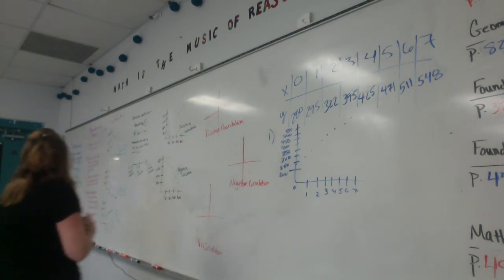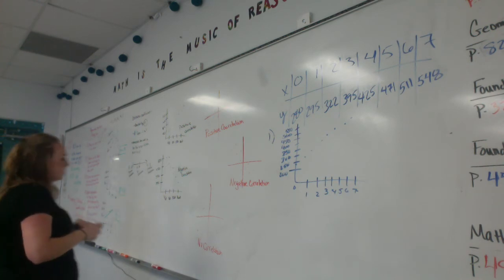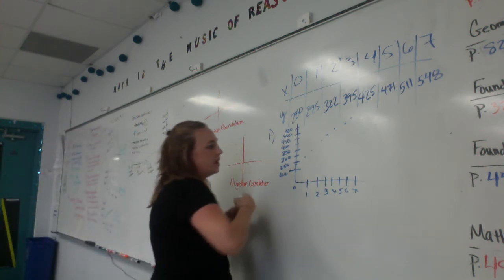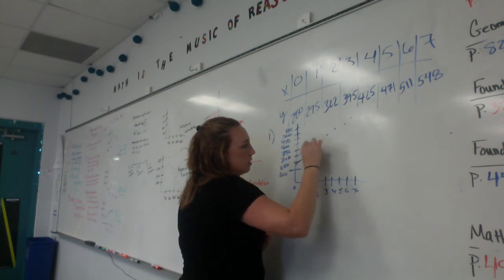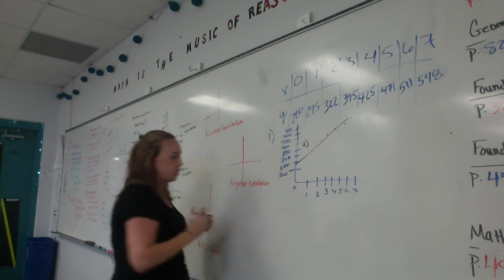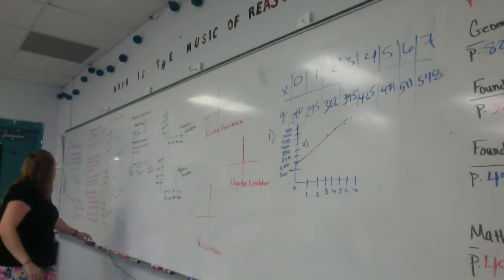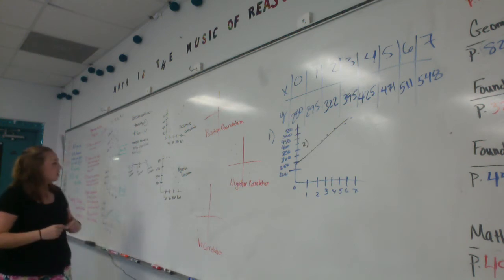Step 2 then says, sketch a line that follows most closely to the trend. So my line is probably going to go like this. Okay, this is step 2. Step 3 then says, choose 2 points on the line. Estimate the coordinates of each point.